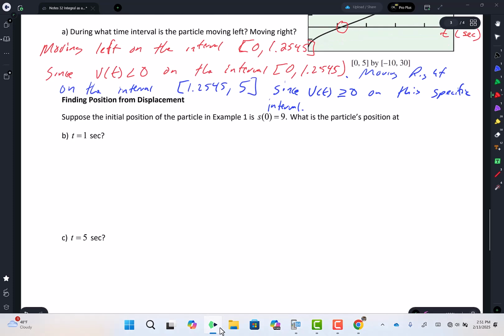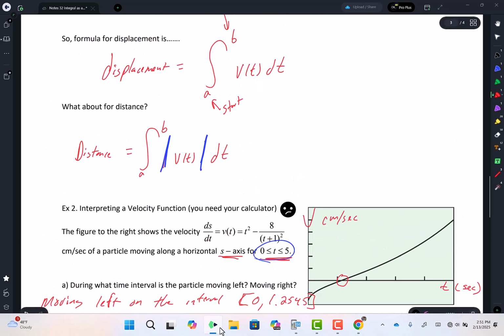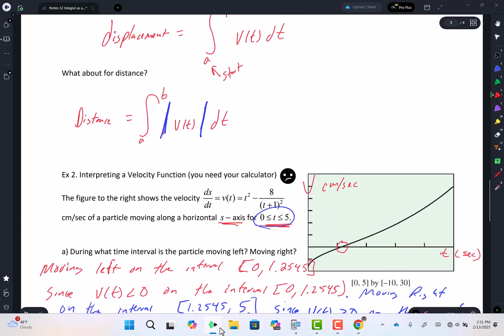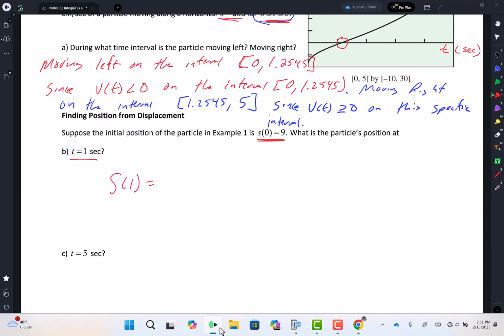All right, here we go. Suppose the initial position of the particle in example 1 is 9. That's how they say initial position. What's the particle position at t equals 1? Okay, help me out, guys. Here's what you're going to write. S of 1 equals, and look back at your notes. What's my initial position? So I'm going to write S of 0 first, plus the integral from 0 to 1, because I want to know my position at 1. And what do I put inside this integrand?